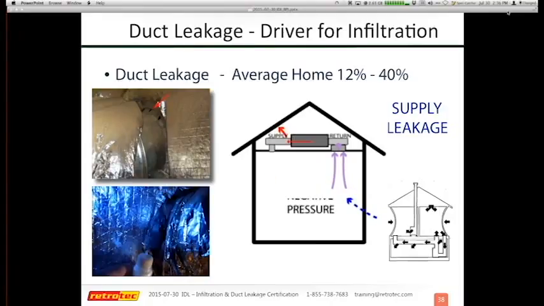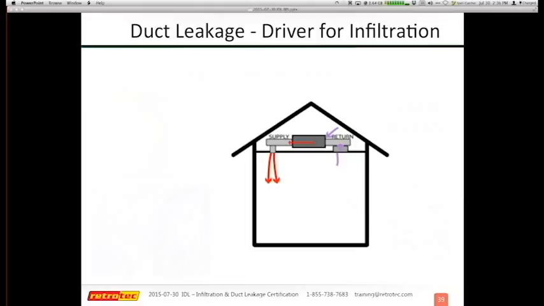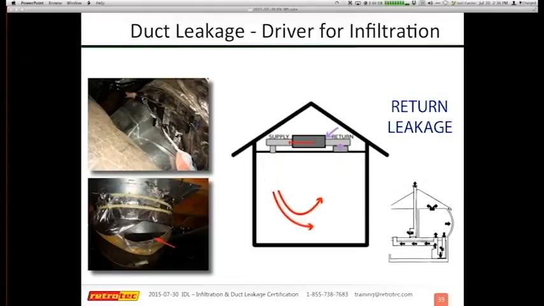So let's say I had a hot water tank in an older home that might be exposed to this kind of pressure difference. Now, if I have issues like this, I could be bringing air directly down the flue, which is a significant issue. Most people don't associate duct leakage with backdrafting on hot water tanks, but clearly you can see it doesn't take a lot of pressure to do that.